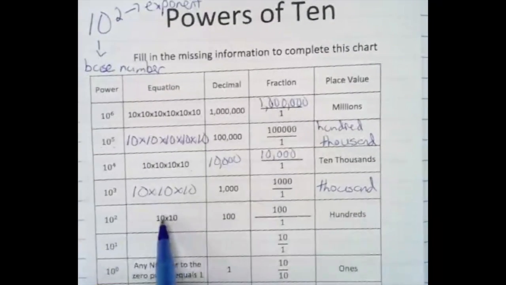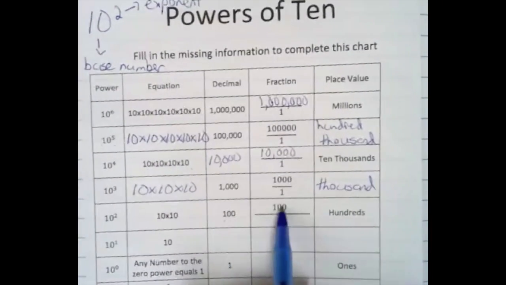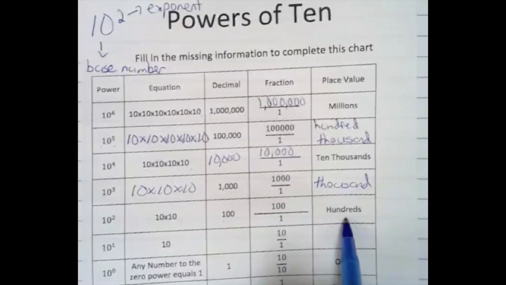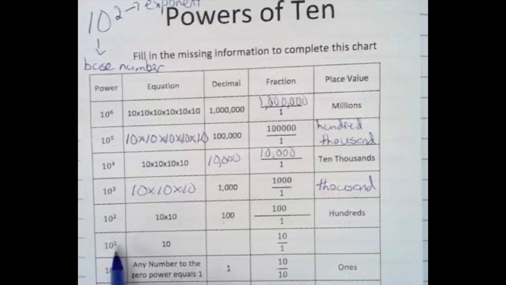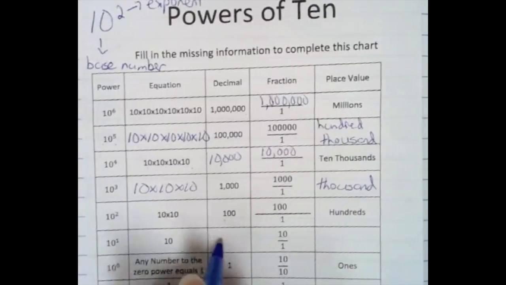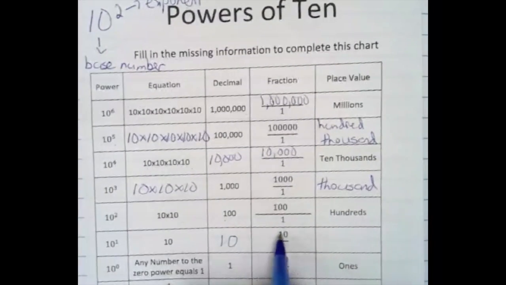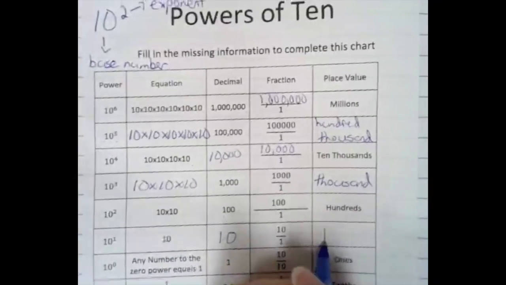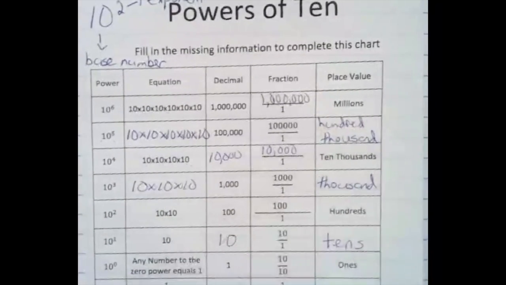10 to the 2nd power is 10 times 10. That's 100. It's 100 over 1, and it's the hundreds place. They did the whole thing there for you. 10 to the 1st power is 10. Decimal form is just 10. Fraction form is 10 over 1, and the place value is the tens place.